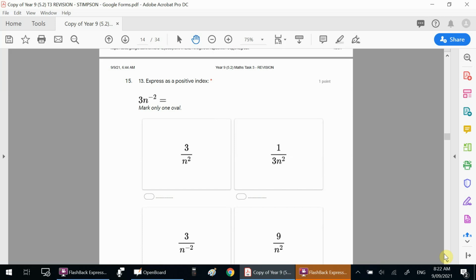Okay, this one here, we've got a negative index applying to the n only, not the 3. So I'll keep the 3 separate for now. N to the minus 2 is 1 over n squared. So that makes the index positive when you do it 1 over. And then that's got to be times 3, which makes it this, which is that one.